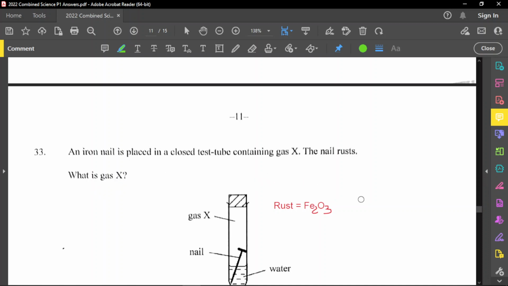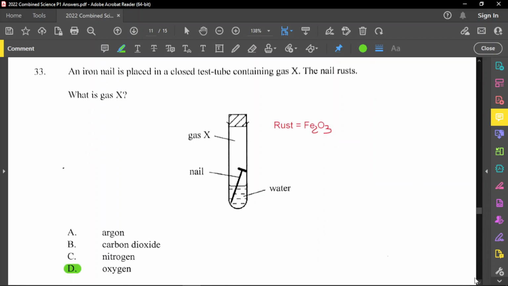For rusting to take place, I think I mentioned it up top a little bit, you need oxygen and you need water or moisture, right? And so therefore gas X must be oxygen. And so oxygen is the correct answer for this question. A point to note is that rust is Fe2O3. So the nail contains iron, and for it to become oxidized, you need oxygen to form Fe2O3, which is the formula for rust.